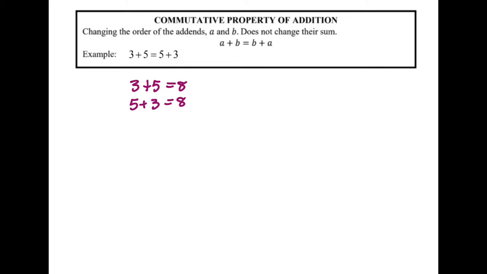No matter what two numbers you start with, so 4 plus 9, that's going to equal 9 plus 4. 10 plus 37 is equal to 37 plus 10. If you figured this side out, you get 47. You figured this side out, you get 47. And they are equal. So that's the commutative property. Now let's see how we're going to use it.